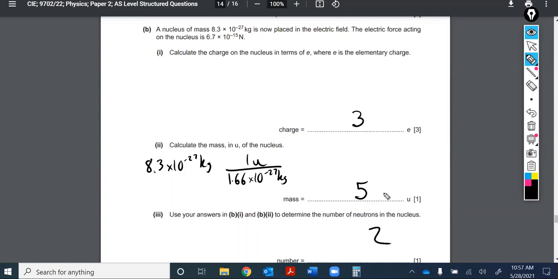So it's just the difference between these, right? In other words, we know there's 5 nucleons, and because the charge is 3e, we know 3 of these 5 nucleons must be protons, and so the other 2 are the neutrons. That one's not too bad there.